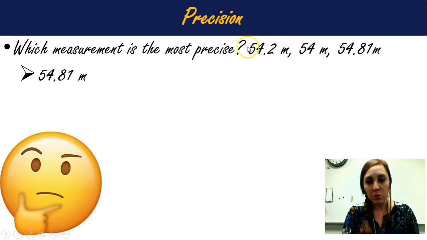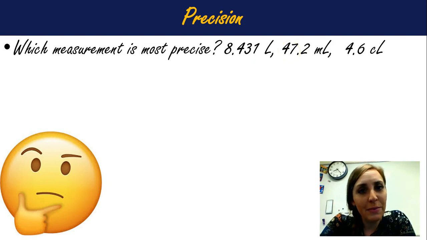Think about this first one. If someone else took a measurement and they said 54.1 meters, that would pretty much be the same measurement. If someone else took a measurement here and they said 55 meters, that would pretty much be the same measurement. You have a much bigger degree of change here. Smaller degree here, and even smaller here, because 54.82 maybe could be a measurement someone takes with the same thing, and that only changes by 0.01. So that's the smallest degree of estimation, or the most precise out of all of these.